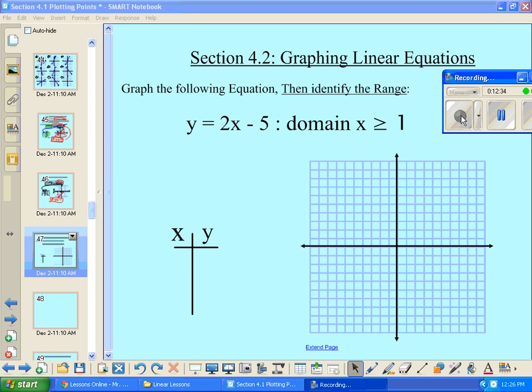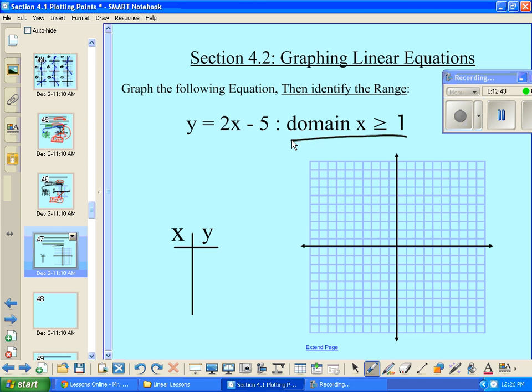Last example we'll go through as a class, so one more time to practice it here. Graphing this equation. This is graph the following equation and identify the range. It has a limited domain here. It's telling us there's only certain x values we can plug in. So again, the first thing you should do is take that boundary point, 1 in this case. That should be the first number that I plug in for sure.